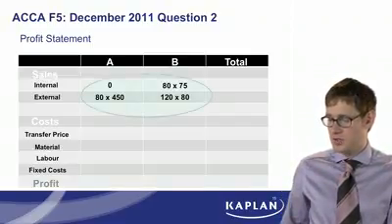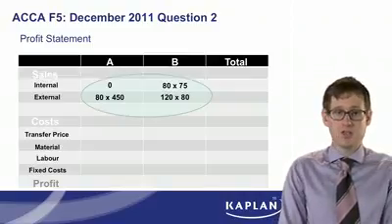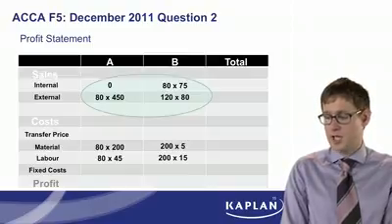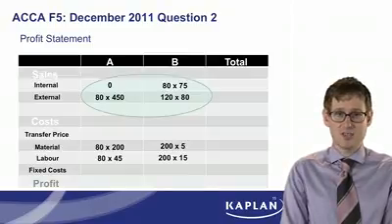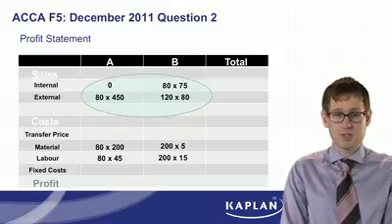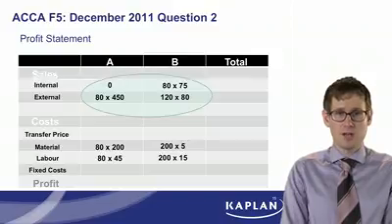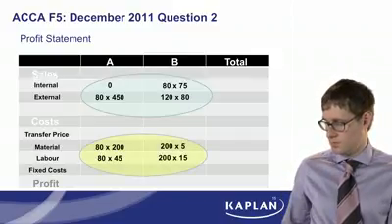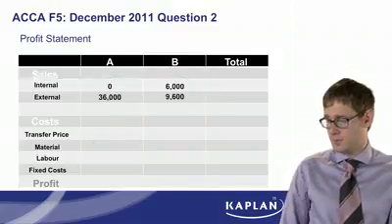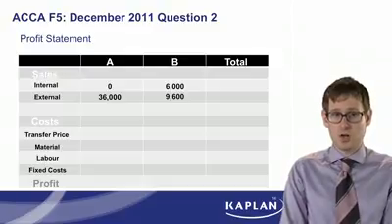Following through the calculation then, into costs. The costs for Division A include the material for each of the 80,000 units and labour of $45. For Division B, material only costs $5, but labour costs $15. Once we've got those figures, we can then total them up, and our diagram will start to look like this.